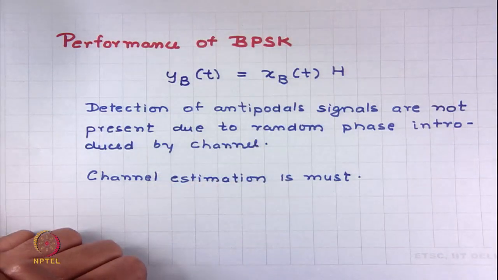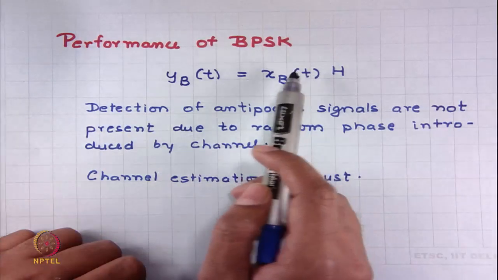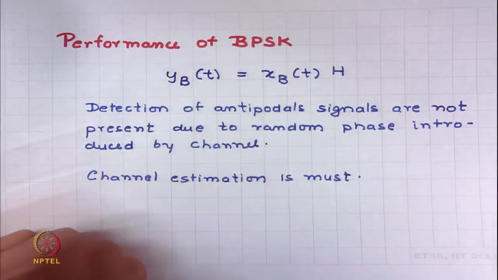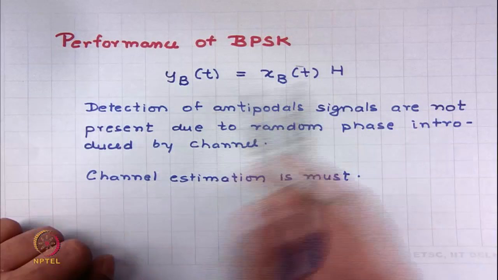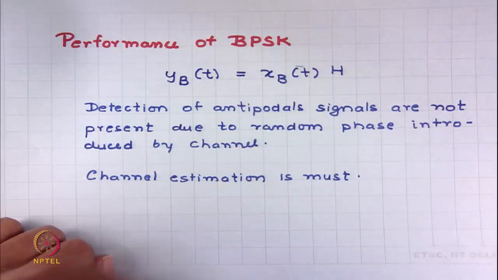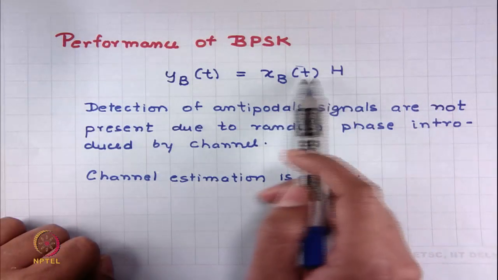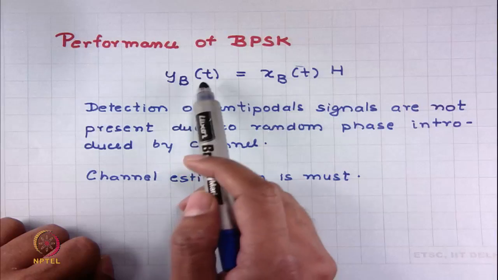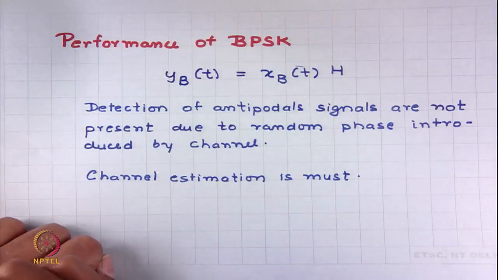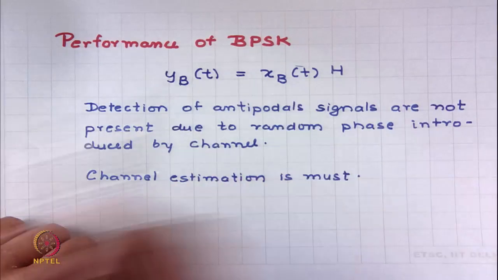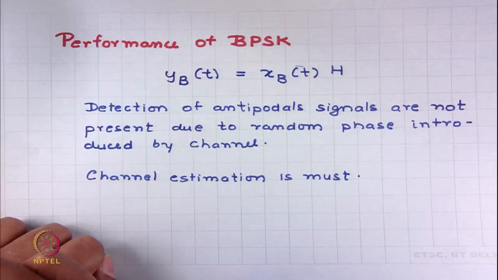phase. Now, you know that if you want to detect BPSK, the information lies in phase. So, this signal might have a phase of 0 degrees, or this signal might have a phase of 180 degrees. Now, if this h induces a random phase, then this yb(t) also has a random phase, and thus the detection of xb(t) is not possible.